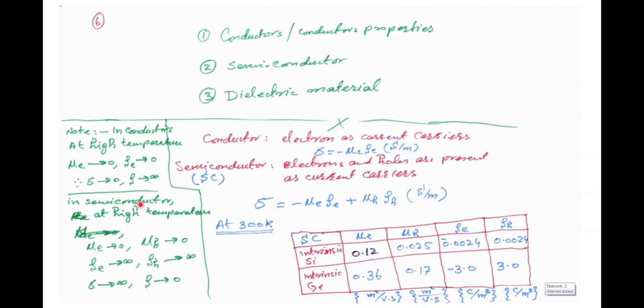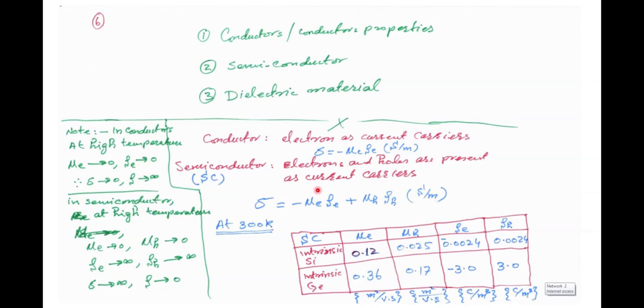to a semiconductor. So in a semiconductor at high temperature, the mobility of electrons and holes is very low, and the concentration of electrons and holes is very high as compared to the concentration of electrons at very high temperature in conductors. So hence the conductivity value in a semiconductor at very high temperature is very high. Hence the resistivity is nearly equal to 0.